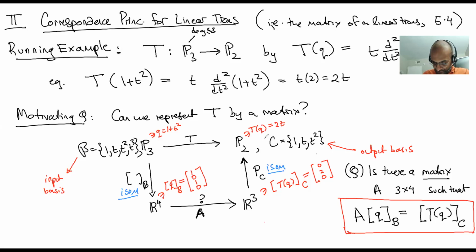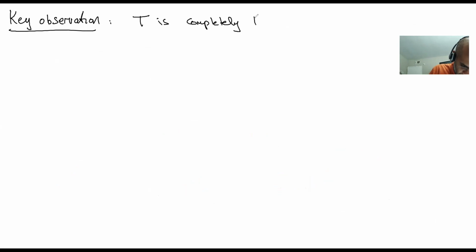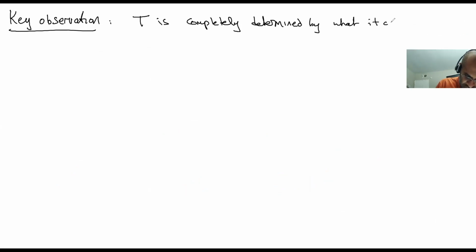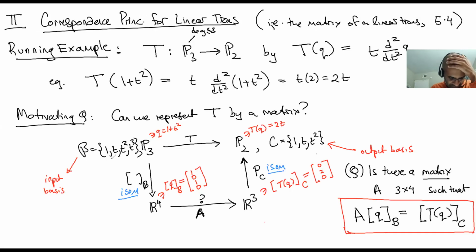Okay, so let's answer this question. So what's the key observation? Key observation is something we already did in week 3. Key observation is that T is completely determined by what it does on the basis B. Right? So this basis B has 4 vectors.